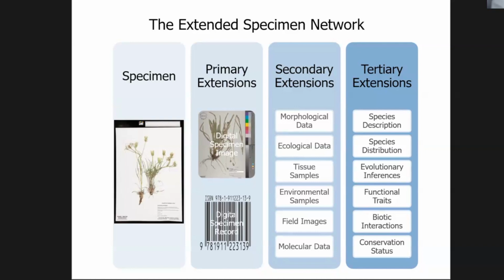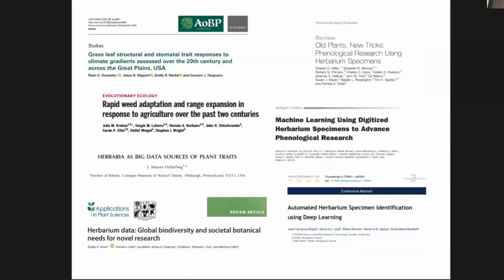That's where things really become important. We can derive species descriptions, evolutionary inferences. We can look at biotic interactions. So there are a lot of things that we can do if we start to aggregate this information from specimens. And this whole concept has become known as the extended specimen network.